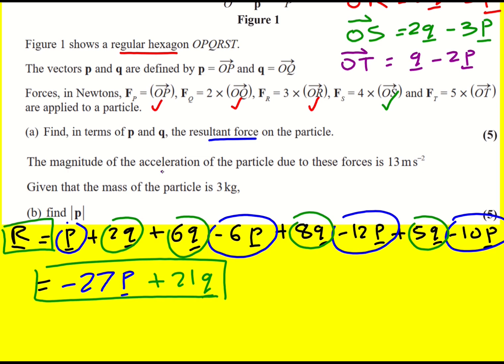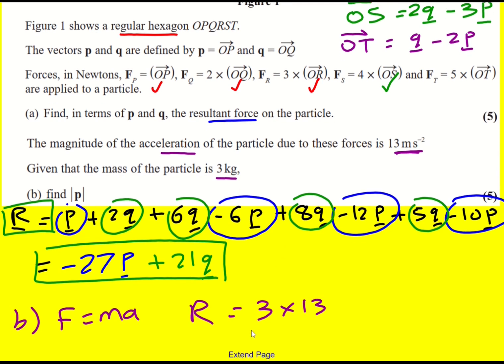We're then told that the magnitude of the acceleration is 13 and the mass is 3, and we're asked to work out P. So we can use F equals ma to link them all together. In our case, by the way, I'm writing them as scalar quantities because I have the magnitude of the acceleration. So the magnitude of the force is going to equal 3 times 13. Let's work out this magnitude then.